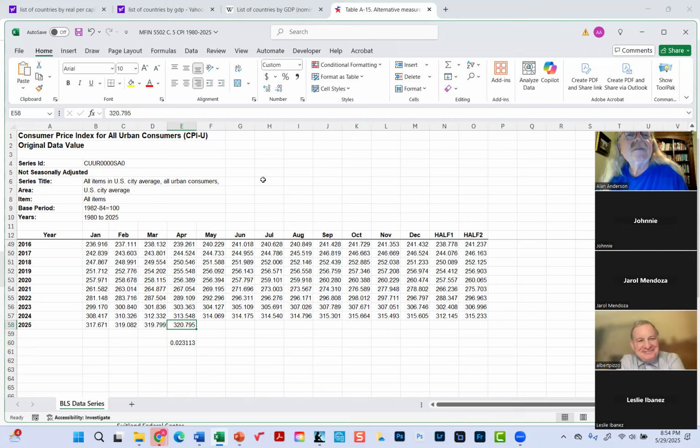So this is CPI. It is the measure of consumer price inflation. And some contracts are tied to this, like Social Security. When you get a raise in Social Security, they're basing it on CPI.